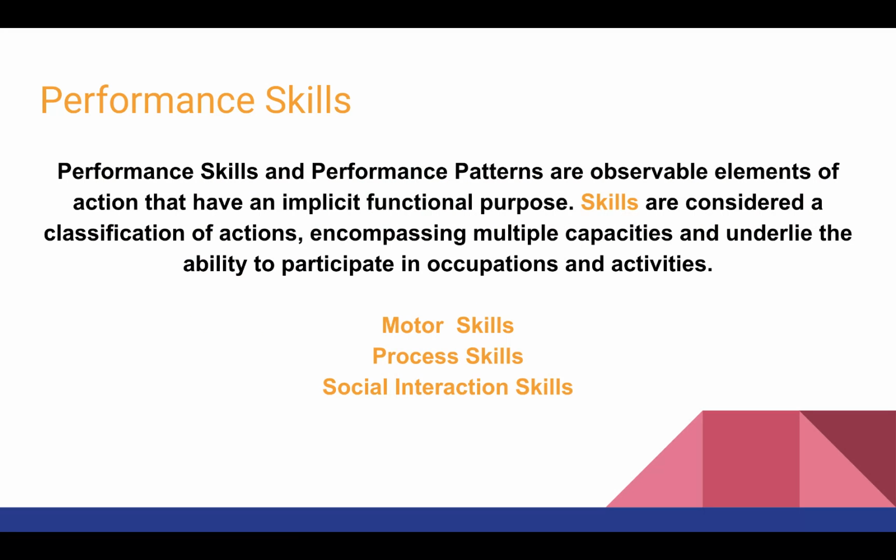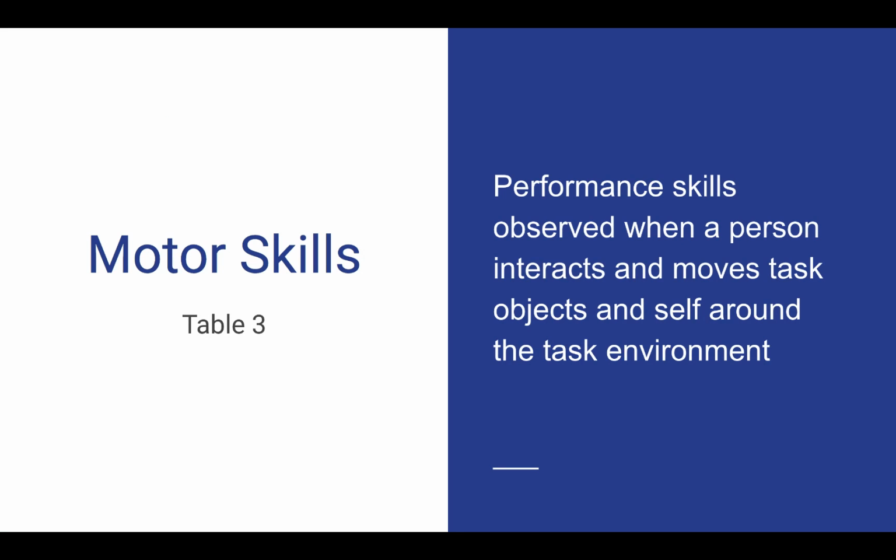So performance skills, as I just mentioned, are observable elements of action that have a specific function. Skills are considered classifications of actions, and they encompass multiple capacities and underlie the ability for us to engage and participate in any occupation that we desire to do or in any activity. There are 3 classifications of motor or performance skills: motor skills, process skills, and social interaction skills. We're going to talk about each one of these a little bit more in detail.